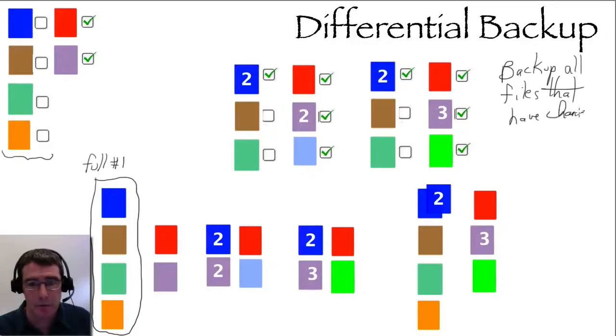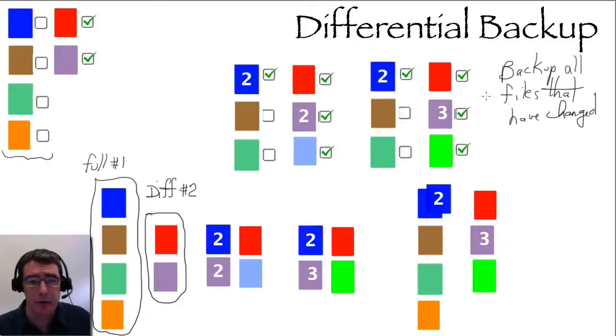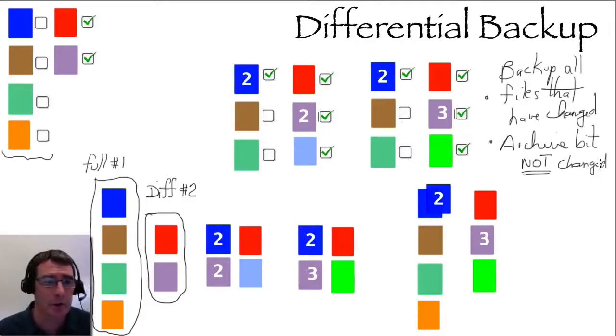So in this regard, it's like the incremental. My first catalog is the same as my incremental. However, it's using a differential method, so I'll call it DIFF. And this is on day 2. Now, the biggest difference is that the archive bit is not cleared. So it's not changed at all, whereas in the incremental system it is changed. So those archive bits stay set.